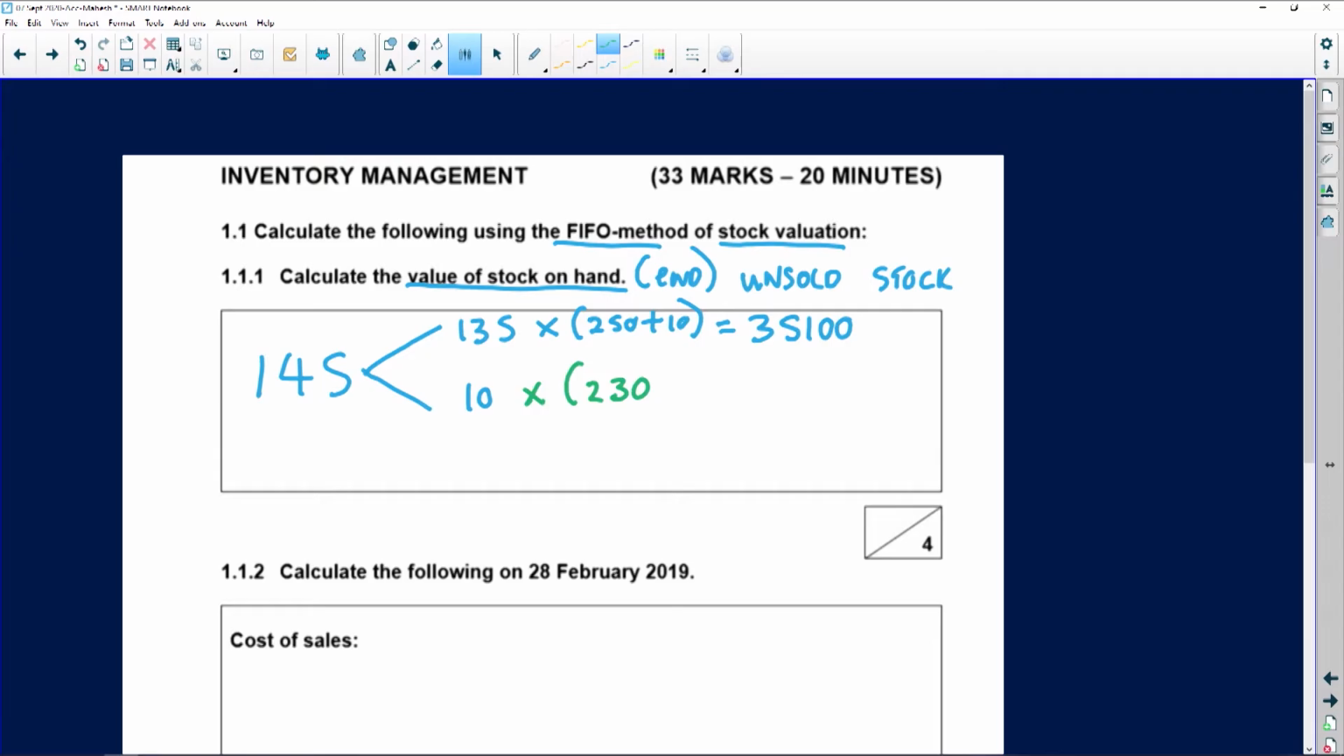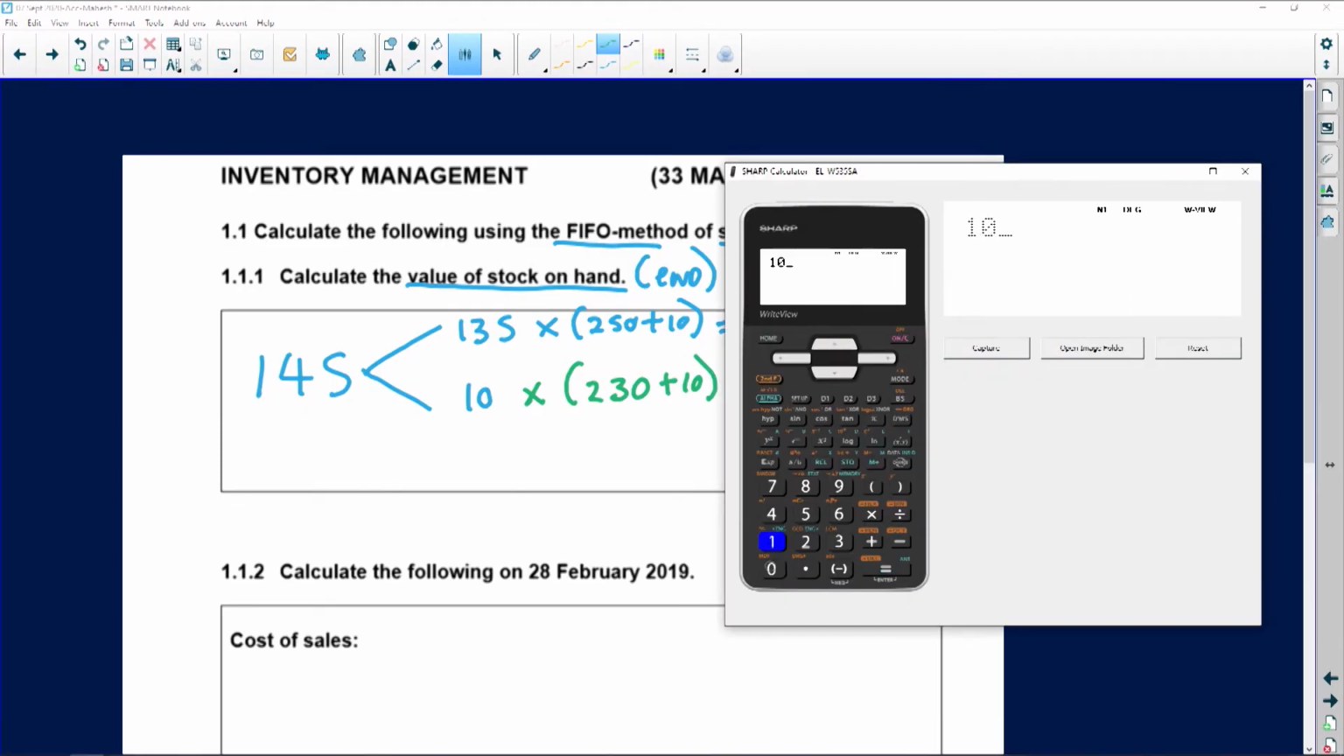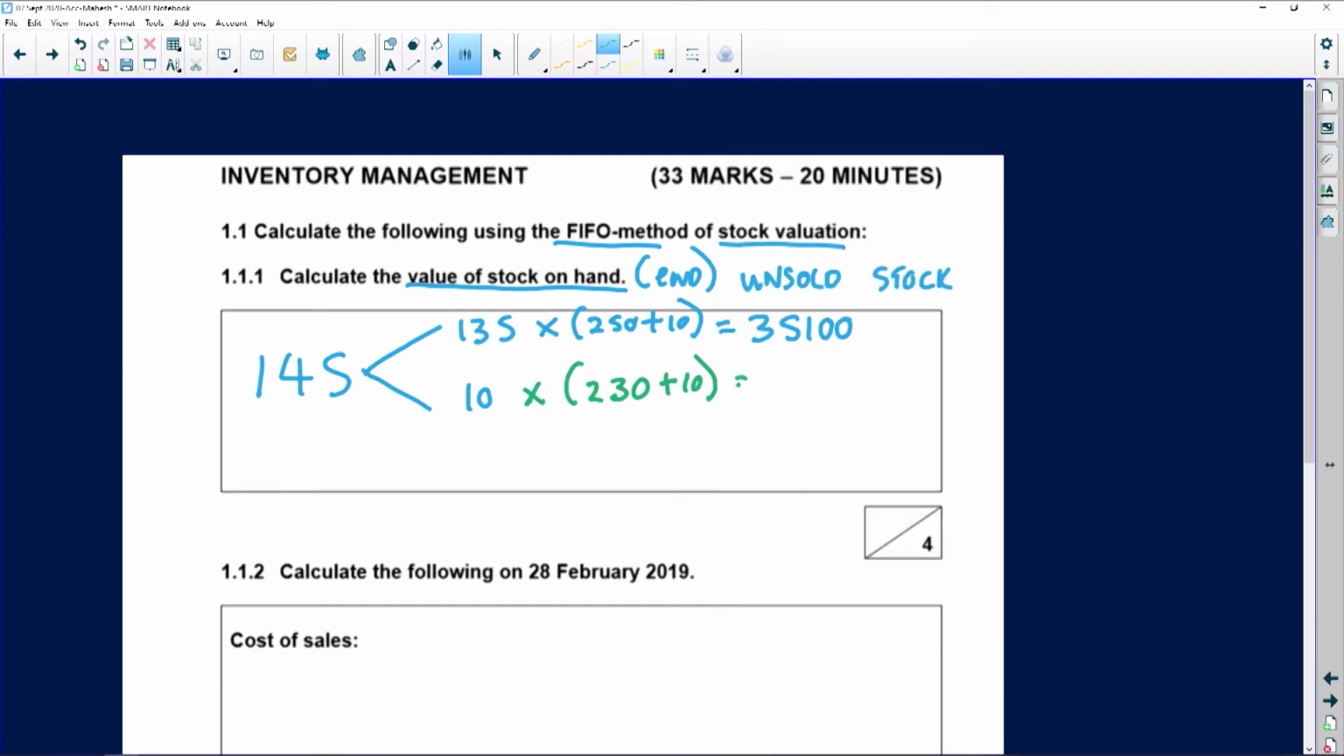Okay, let's just quickly check. It was 230 plus the 10. Okay, right, so the 10 jerseys are valued at 10 times 240, obviously 230 plus the 10, and that gives me 2,400. So 2,400, and I can now calculate the value of my closing stock.